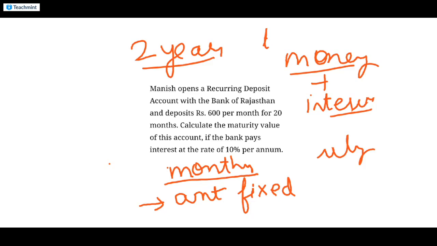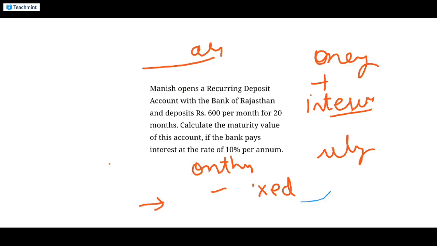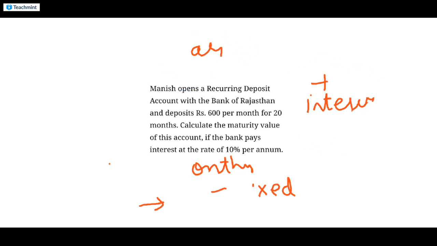At least the basic idea is clear, what is RD, because this chapter of banking is all related to questions of recurring deposit. Before we take questions, we will be writing the formula. Only two formulas are there. That is what we need to focus on.